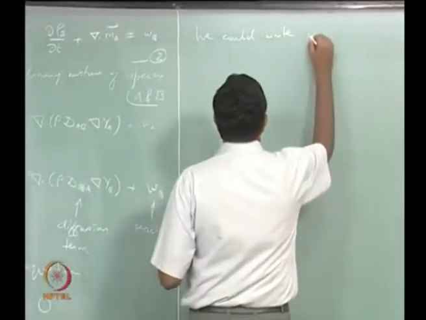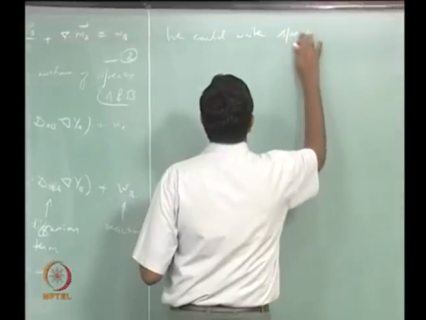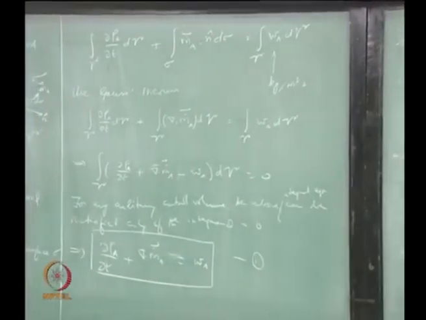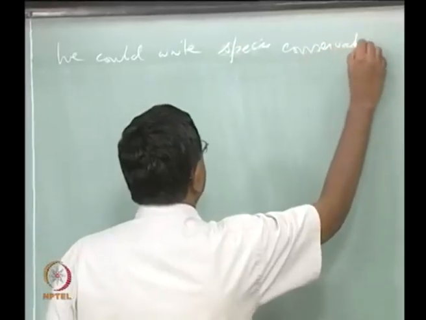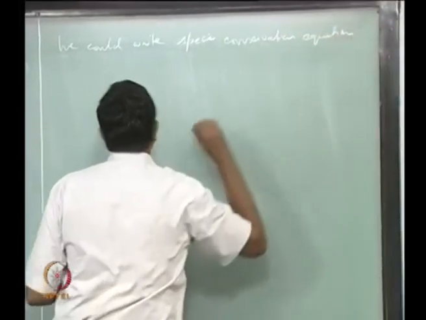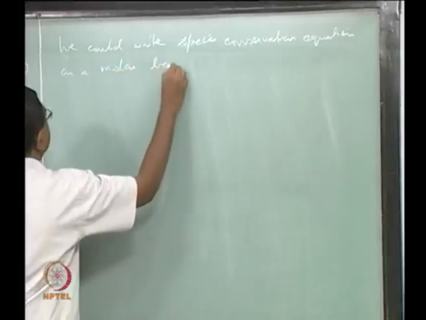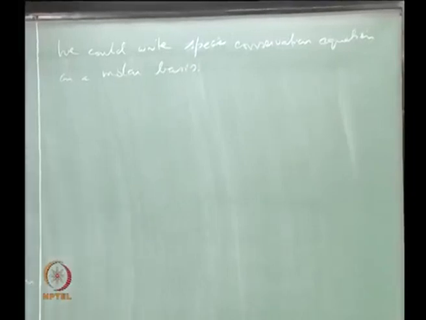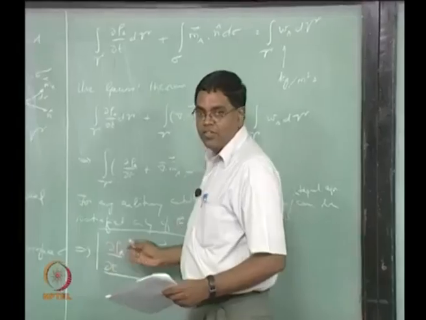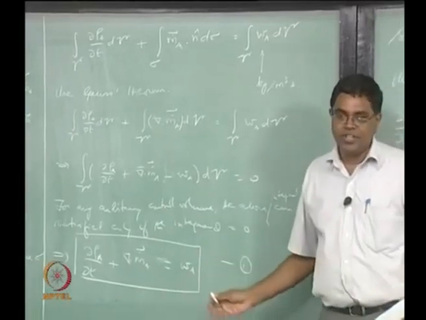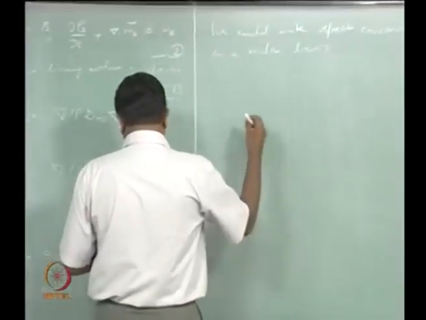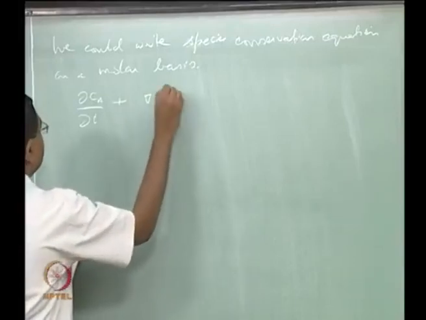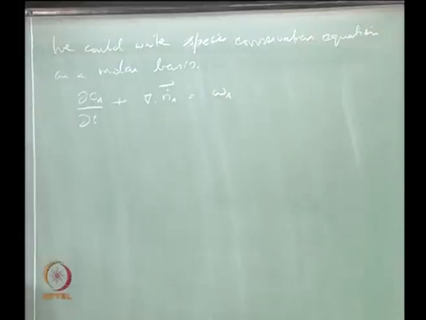We could write the species conservation equation. We will simply call this the species conservation equation, the stuff that we have done here. So we could write the species conservation equation on a molar basis. We'll pretty much get the same thing, except that we will change our notation. We will not use rho, we will use C; we will not use M, we will use N; we will not use W, we will use omega. So simple, right? We could write dou CA over dou T plus divergence of NA vector is equal to omega A.